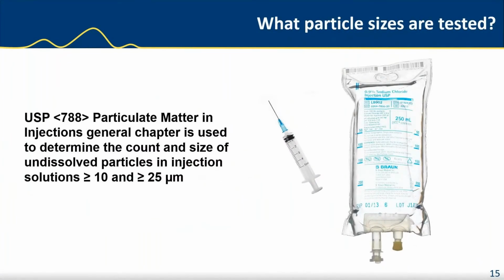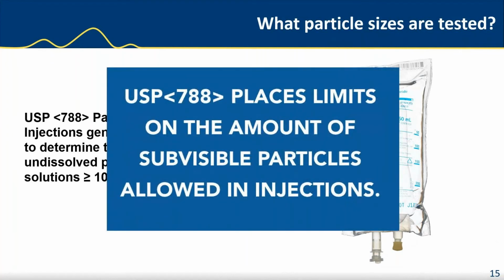USP 788 tests for particulate sizes in a range greater than or equal to 10 microns and greater than or equal to 25 microns. In the next few slides, we'll shed some light on the reason these particulate sizes are of significance. Overall, we must remember USP 788 places limits on the amount of subvisible particles allowed in injections. The risks are really high, so let's see why particulate contamination can be so dangerous.